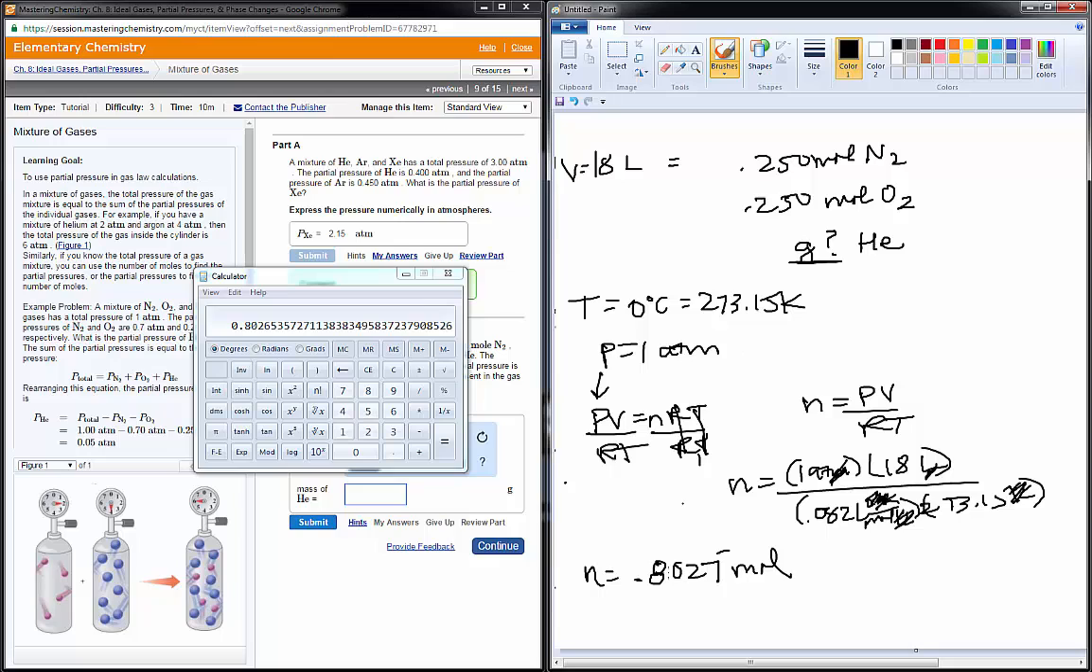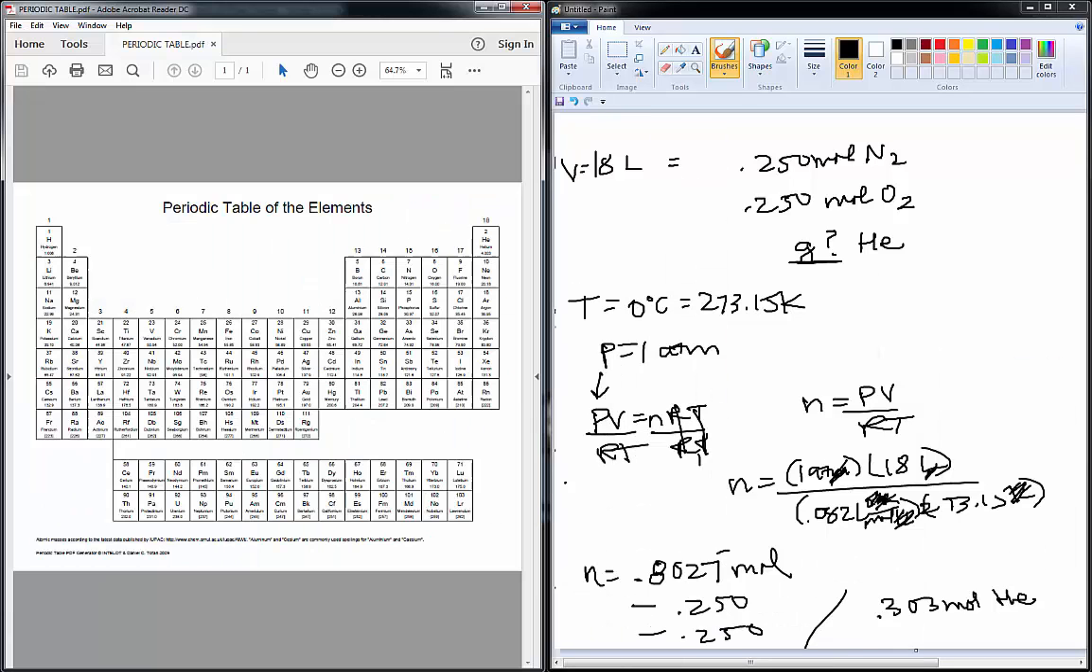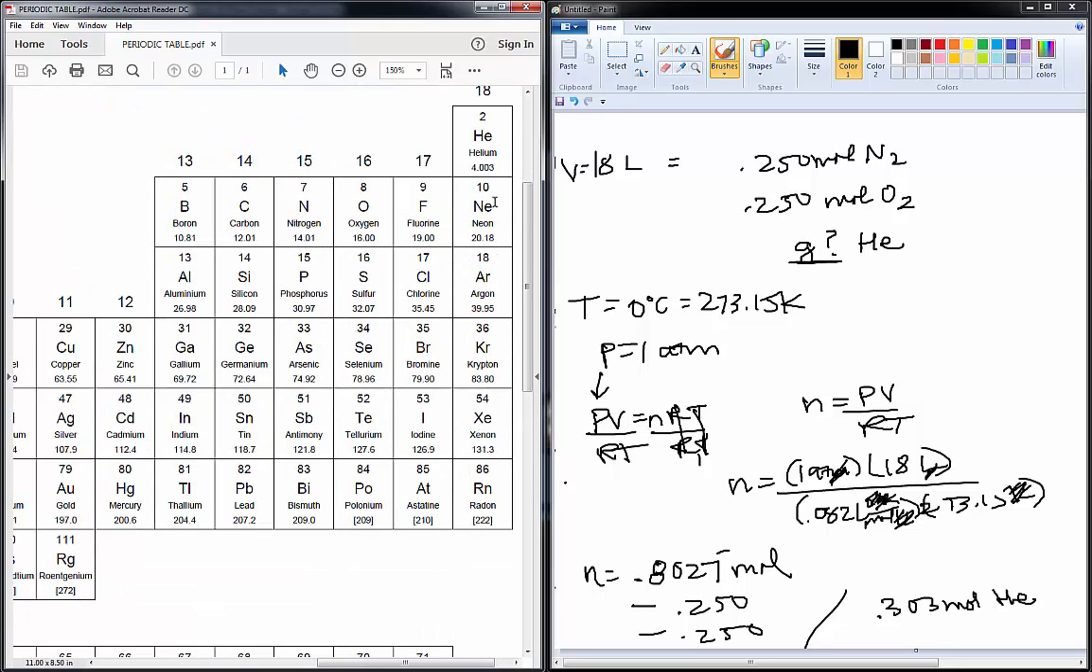Now, since I have 0.250 moles of nitrogen and 0.250 moles of oxygen, and if the rest is helium, that I have 0.303 moles of helium. And since the periodic table tells me that helium weighs, let's pull this up here, 4 grams per mole.